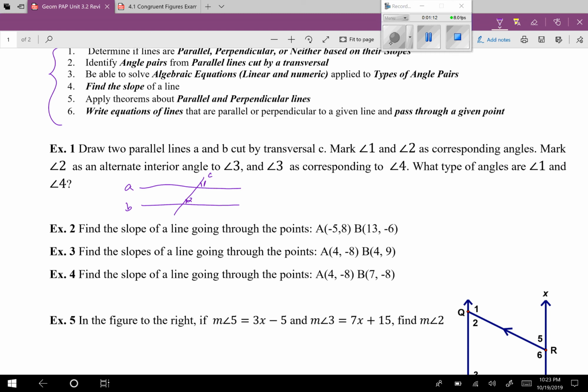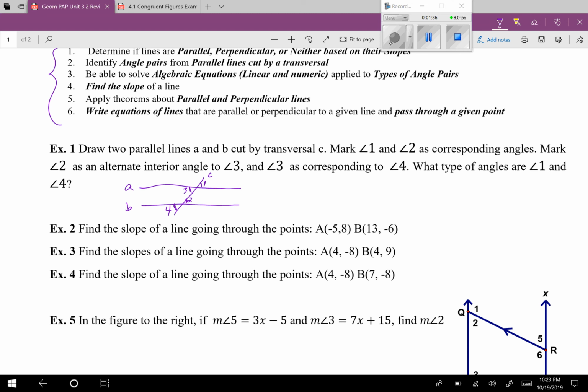Now it says mark angle 2 as an alternate interior angle to angle 3. So here's angle 2. Now it has to be alternate interior, so we got to go on the other side. We got to go up here. So that's angle 3. And then mark angle 3 as corresponding to angle 4. So here's 3, and then we jump down here. There's angle 4.